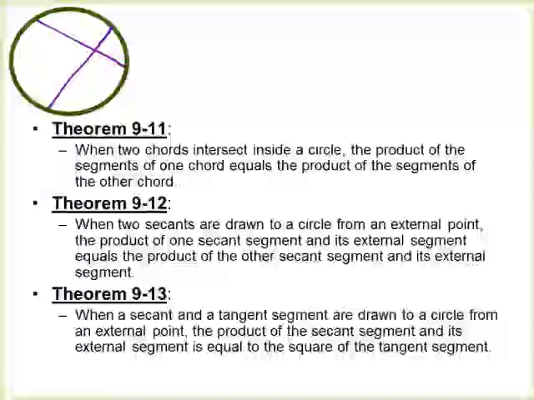So when those 2 segments or chords intersect each other, they're broken into 4 pieces. So I'll label those pieces A, B, C, and D. And this theorem says the product of the pieces of one of them will equal the product of the pieces of the other one. What does product mean? Multiplication. Does it matter which letters you use? It doesn't matter where those letters go. But we want to multiply the 2 pieces of one chord and set that equal to multiplying the 2 pieces of the other chord. Okay.